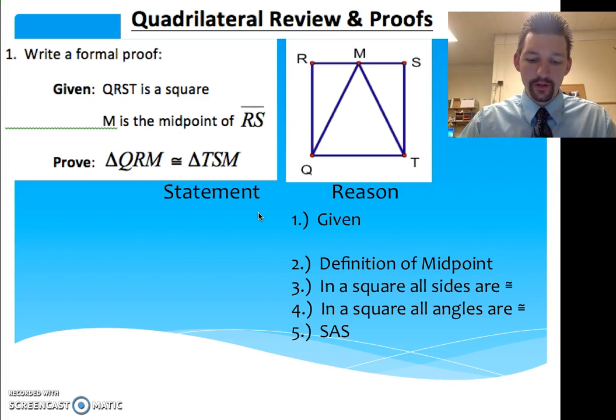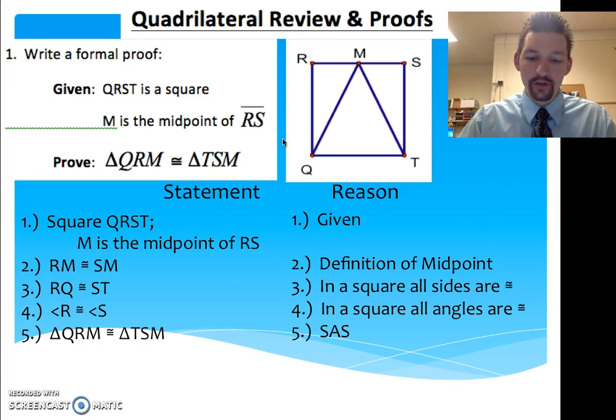All right, so the statements to go along with those reasons are as follows. So we're given this square here, and we know that M is the midpoint. So that means that RM is congruent to SM by definition of a midpoint. We then know that RQ is congruent to ST over here because they're sides of a square, and in a square all sides are congruent. We also know angle R is congruent to angle S because in a square all angles are congruent, and that gives us side, angle, side for the 2 triangles to be congruent.